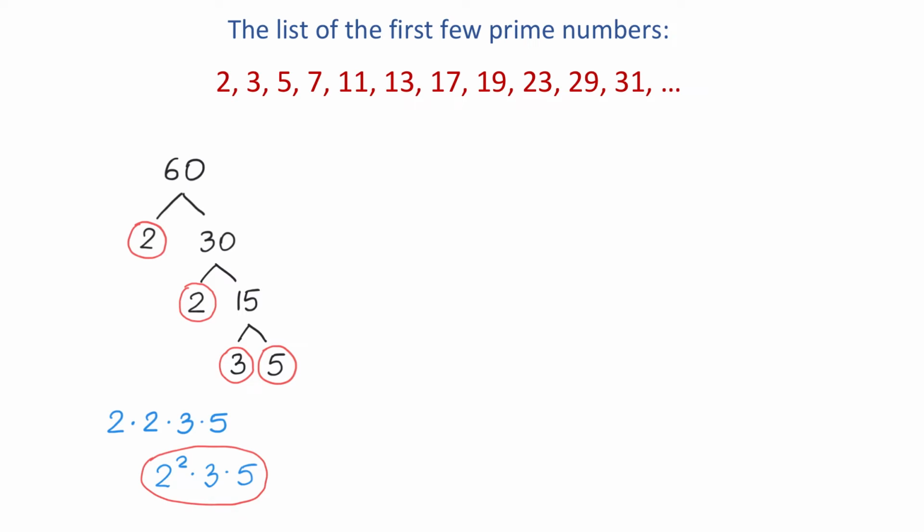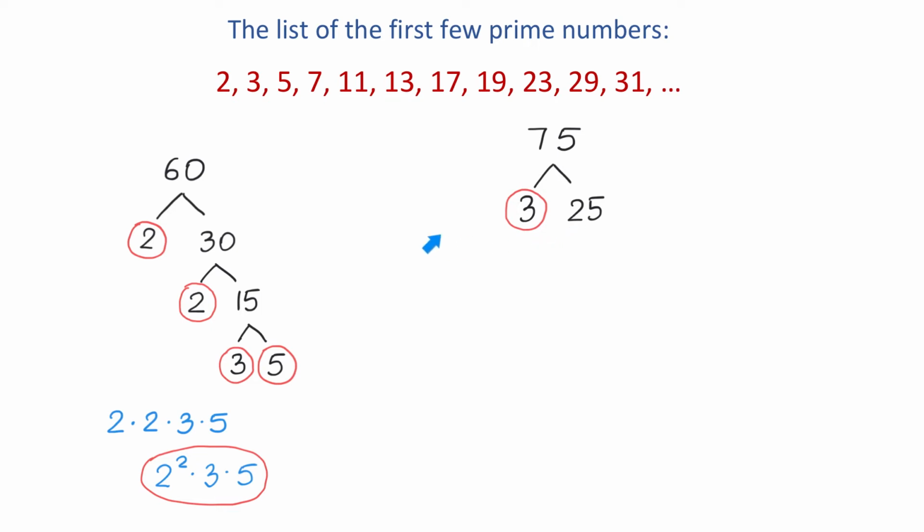In the next example, we will find the prime factorization of 75. 75 is not divisible by 2, so let's move to the right and let's see if 75 is divisible by 3. We know that a number is divisible by 3 if the sum of its digits is divisible by 3. In this number, 7 plus 5 is 12, and 12 is divisible by 3. Therefore, 75 is also divisible by 3. And 75 divided by 3 is 25. Let's circle 3 because 3 is a prime number.